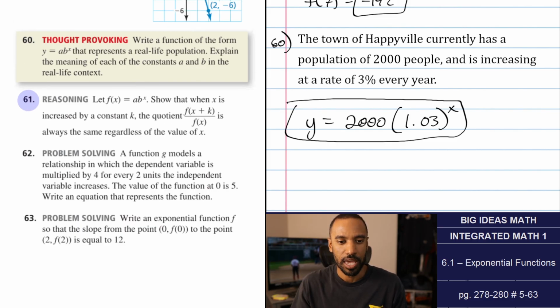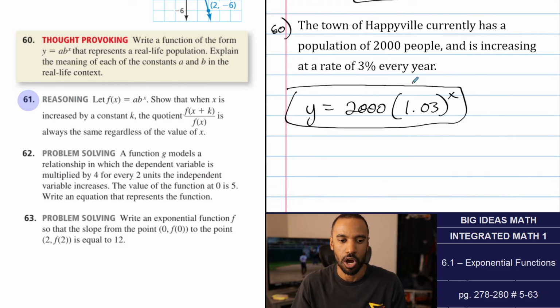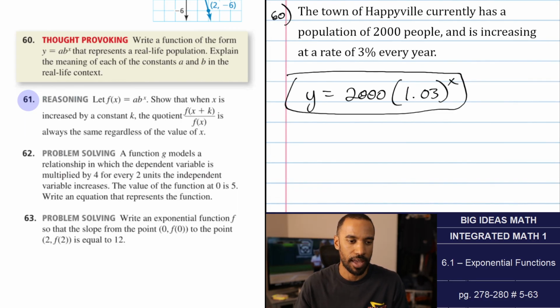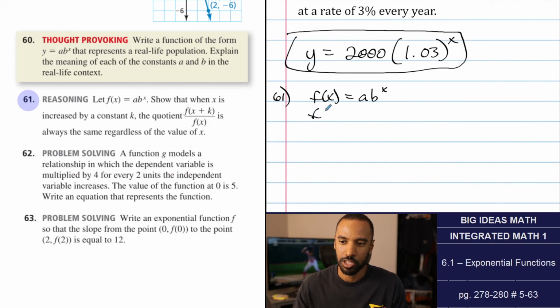Let f of x equal a b to the x. Show that when x is increased by a constant k, the quotient f of x plus k over f of x is always the same regardless of the value of x. So if f of x equals a b to the x, that means f of x plus k, remember you'd have to substitute x plus k in for x, that's a times b to the x plus k power.